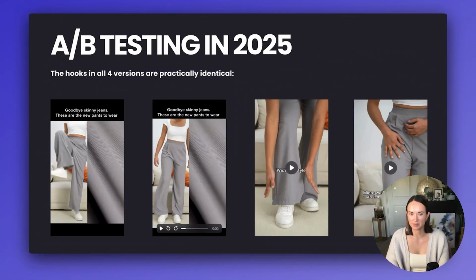All right, same voiceover, same text on screen, very, very similar side-by-side imagery.